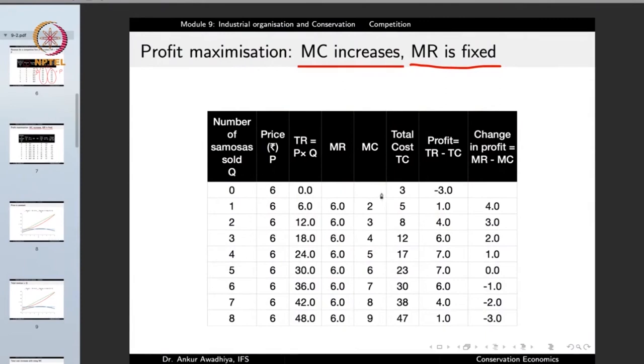Marginal revenue is fixed, marginal cost is increasing. So when we subtract marginal cost from marginal revenue, we start from a large value, but this value goes on decreasing because MC is increasing, whereas MR is constant. So here we are observing that the change in the profit is reducing. That is, when the firm is producing larger and larger amounts of products, then after a while, the change in the profit will become negative, which means the profits will start to decrease.